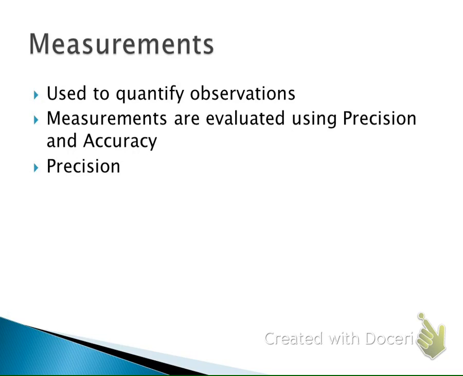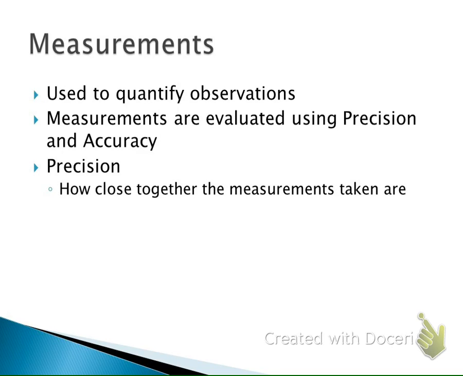Can someone tell me right off the bat what precision means? Yeah, Nathan. Closeness of the grouping. Yeah, very good. Precision means how close together your measurements are. Okay, so when you're taking measurements, if you can get them all very close together, you may have precise measurements, but you may not have accurate measurements. So precision is how close together your measurements are.